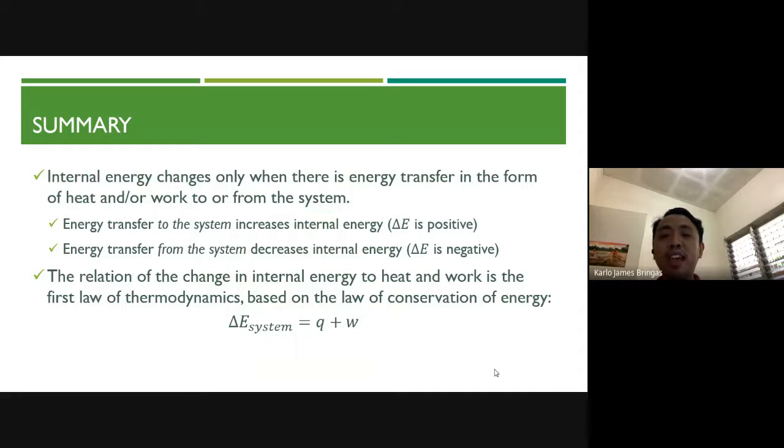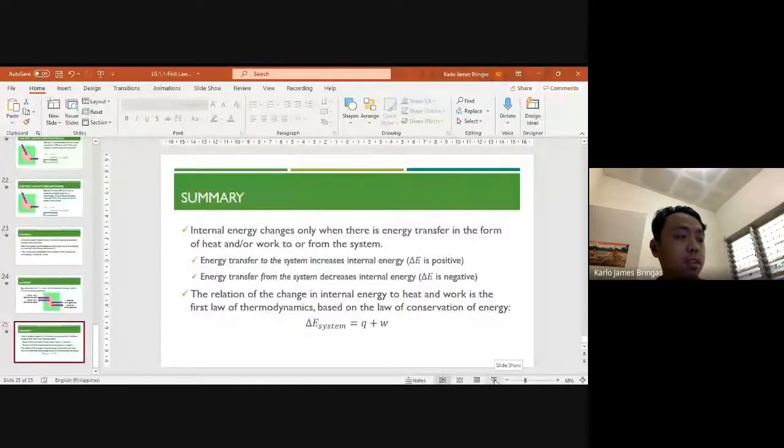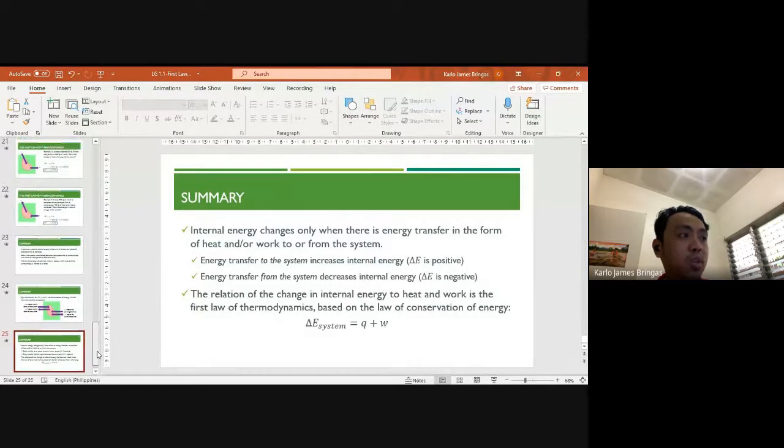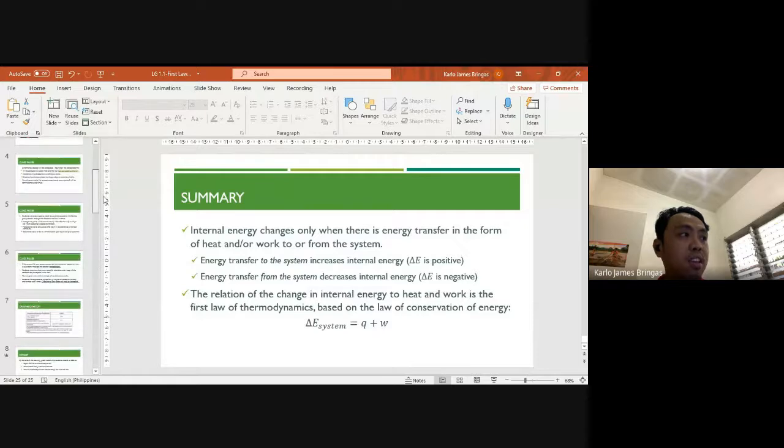And all of this is tied into our first law of thermodynamics, which states that delta E is equal to Q plus W. So basically, that's what we've learned for today.